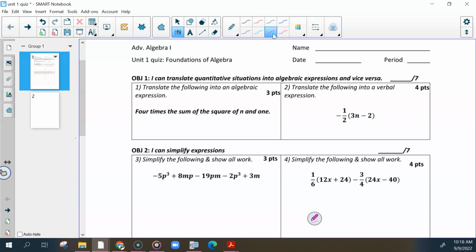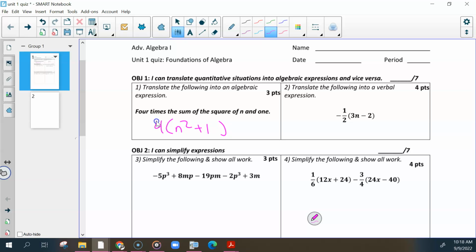For the first section of translating, this was probably missed. I think a few people got this right, but not a lot. So 4 times the sum of, so the sum of needs to be in parentheses, and then we have n squared plus 1.